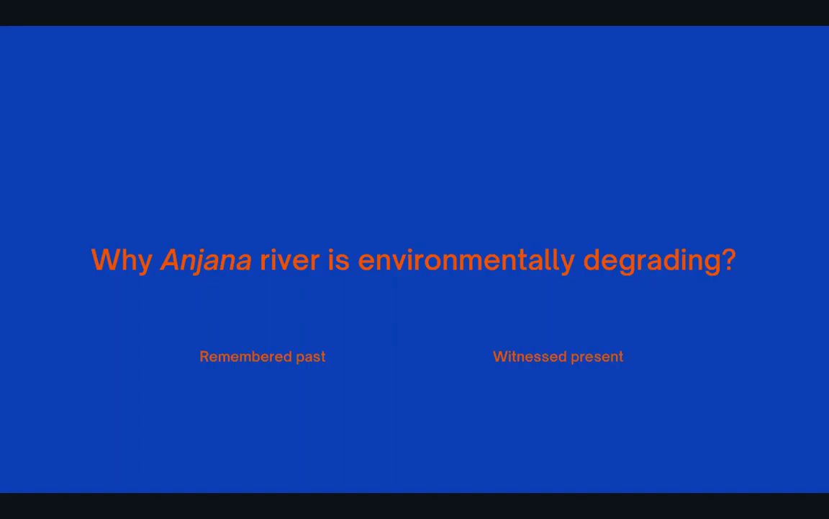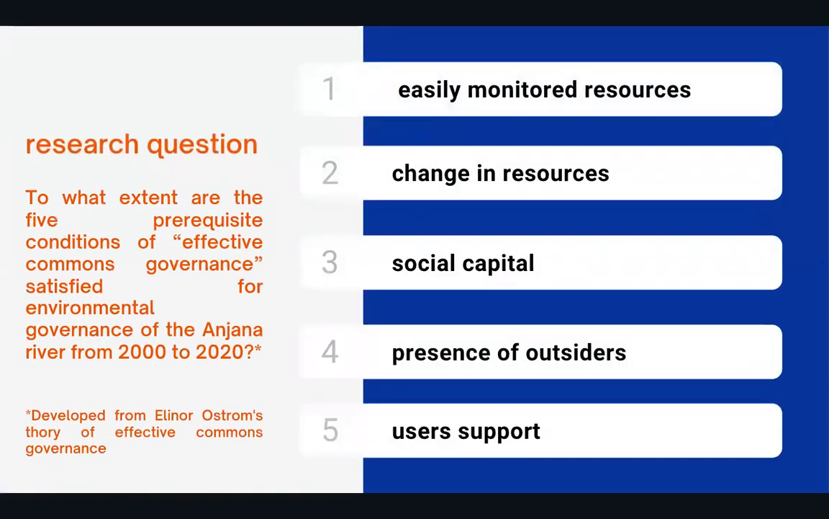Within these two lenses, I tried to find how and to what extent the five prerequisite conditions of effective common governance, namely easily monitored resources, change in resources, social capital, presence of outsiders, and user support, are satisfied for environmental governance of the Anjana River. The time period taken is from 2000 to 2020. This research framework has been developed from Elinor Ostrom and Dietz's theory on effective commons governance, which they published in a paper in 2003.